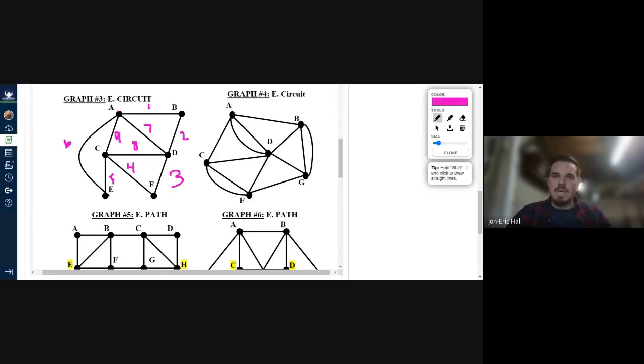Instead of going from A to B, I'm actually going to do something a little off the cuff here. I'm going to go down here to D. I'm going to go A to D. I'm going to go back up to A. So I'm going to call that 2. So now I've got that middle taken care of.